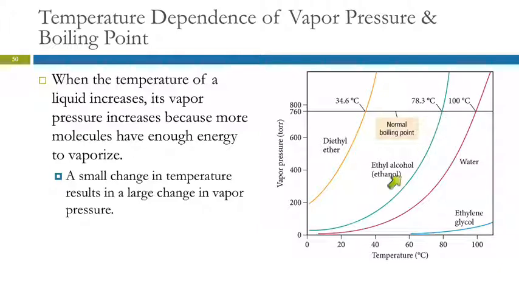Ethyl alcohol, we see a similar curve, but it hits atmospheric pressure at a lower temperature. Diethyl ether has a boiling point that's just a little above room temperature. And then here we have ethylene glycol. That's a common ingredient in antifreeze. That has a much lower temperature dependence for its vapor pressure. Any questions?